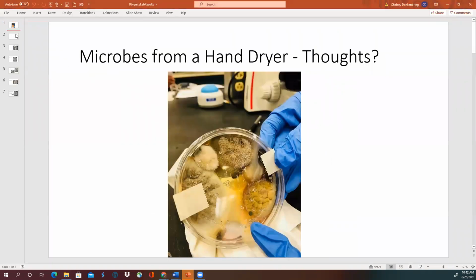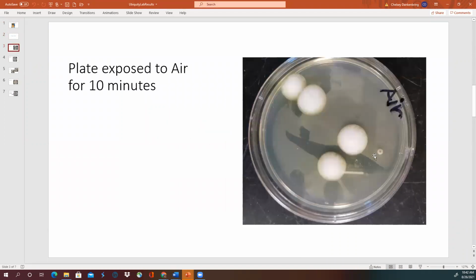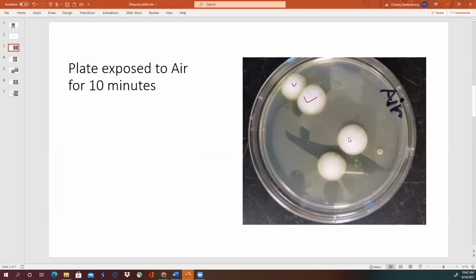Okay, so moving on, here's the Ubiquity Lab results. So this is what grew on the plate that had been exposed to the air. Now, what I want you to notice, kind of a quick plug for future labs, let me get the little pen here. Do we agree that these 4 growths look identical? This one on the left here is a little smaller, but that's just because it ran out of space. It's wedged between one organism and the edge of the dish. So when you see growth that looks identical, that means they're from the same species of organism, okay?